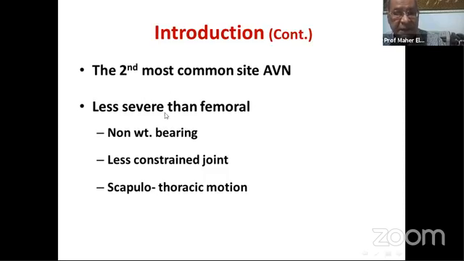It is less severe than femoral AVN, or less morbid, because it is non-weight bearing, a less constrained joint, and movement could be compensated by the scapulothoracic motion.